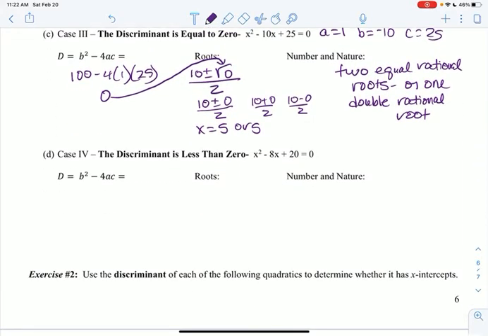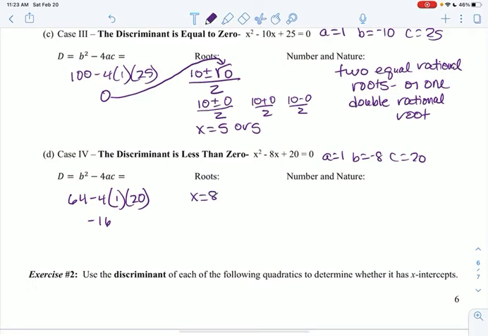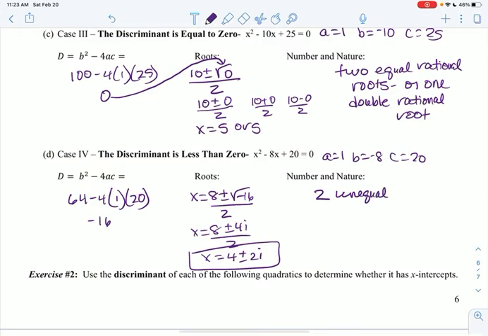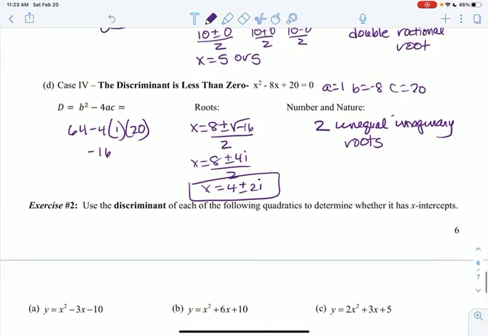And last case is when the discriminant is less than 0. So a is 1, b is negative 8, c is 20. So b squared, negative 8 squared is 64, minus 4 times a times c. So 64 minus 80 is negative 16. Okay, so my roots are x equals negative b, 8, plus or minus radical negative 16 over 2 times a. 2 times 1 is 2. So this is just going to be 8 plus or minus 4i over 2, or 4 plus or minus 2i. So you can see I have two unequal imaginary roots. So if the number under the radical, the b squared minus 4ac, if the discriminant is less than 0, my roots are imaginary.